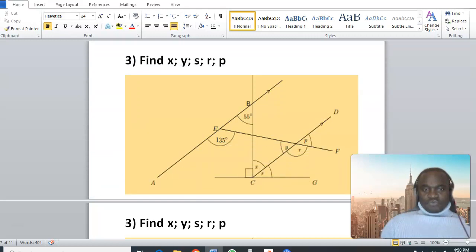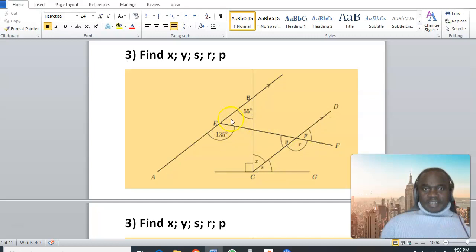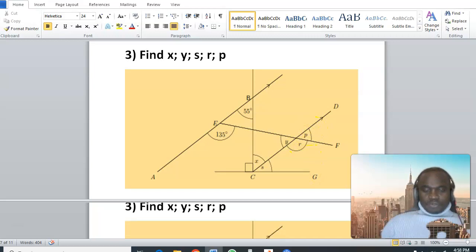The question says find x, y, s, p, and r. They want us to find x, y, s, r, and p. Let's see how we are going to do that.